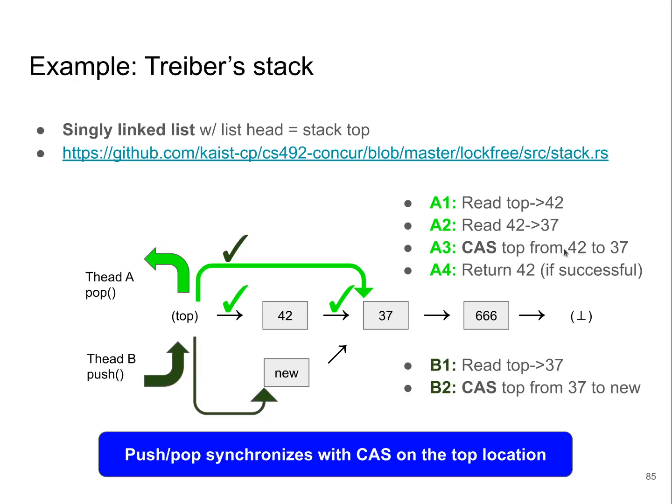And here, this CAS is the single instruction commit point that we discussed just before in the previous slide. If this CAS is successful, then the entire operation is successful. Otherwise, it is not successful. So this is the single instruction that decides whether an operation succeeded or not. Okay, so far so good.